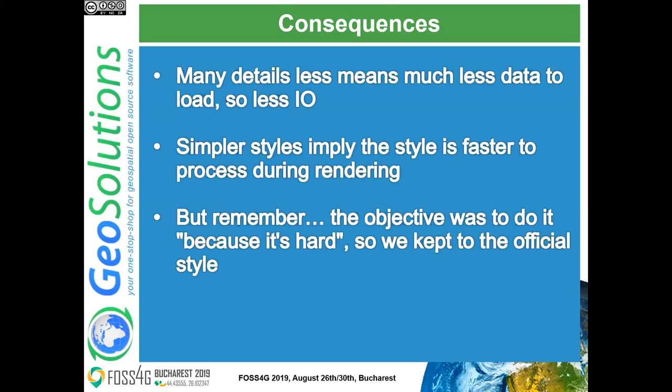What are the consequences of doing these different styles? Well, skipping many details means that one has to read and render less data. So there is less I/O, there is less CPU usage. The style is faster to process. And so we could have chosen the Mapbox variation or the OpenMapTiles variation, but the objective was to go against OSM and do something because it was hard, because it was proving challenging. So we kept the original style instead.